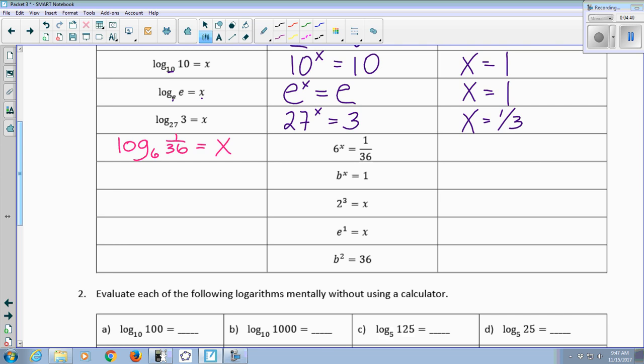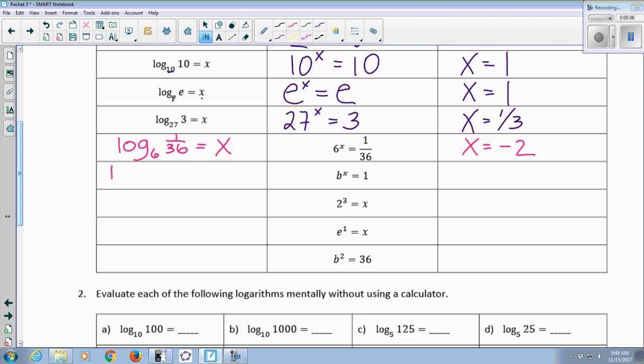So what do you raise 6 to make 1 over 36? Well, 6 to the 2 would give you 36. To make 1 over, you'd have to use a negative exponent. So x would have to be negative 2 there. 6 to the negative 2 would be 1 over 6 squared, or 1 over 36.